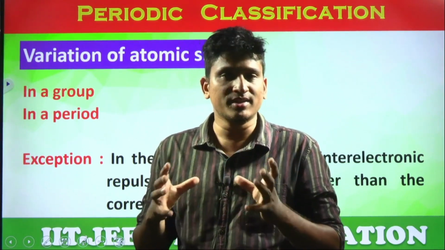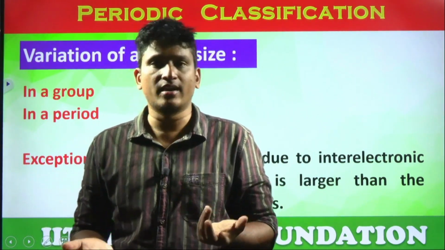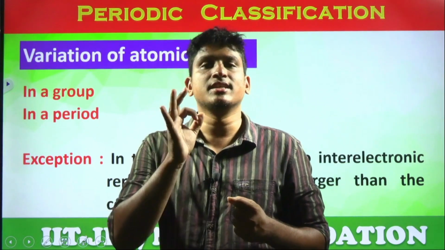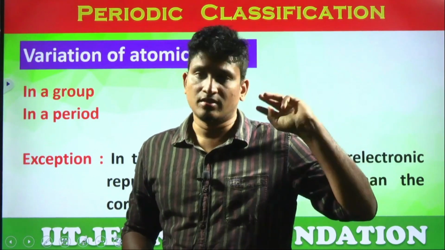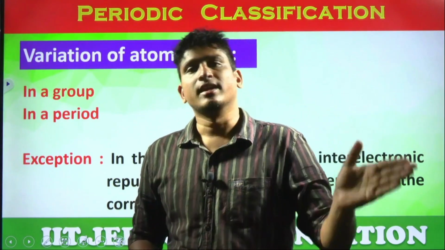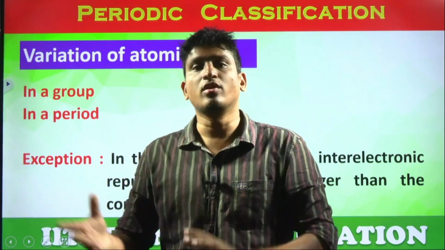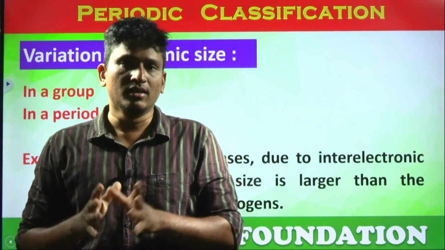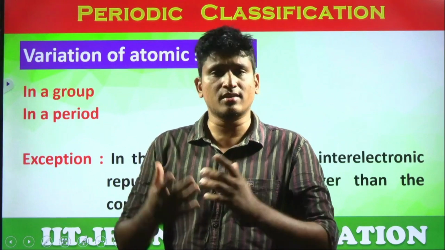You know why atomic size decreases in periods? The new shell is not getting added, but what is happening is effective nuclear charge is increasing from left to right. Lithium, how many electrons? 3 electrons, 3 protons, right? Next, beryllium, how many protons? 4 protons, 4 electrons. Boron, 5 protons, 5 electrons. Carbon, 6 protons. So every time what is increasing? Protons are increasing, right? Along with protons, electrons are also increasing.